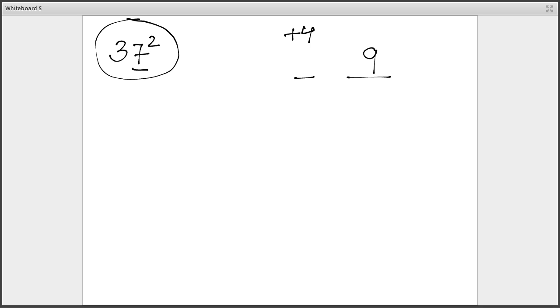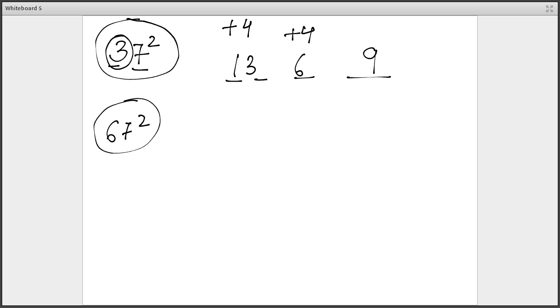Okay, now let's take some examples where the unit digit is 3 or more than 3. Let's take an example, 37 square. What's the square of the unit digit? 7 square is 49. Write 9, and 4 will be carry over. Multiply all the digits present in the circle: 3 into 7, 21, into 2, 42, plus 4, 46. Write 6, and 4 will be carry over. 3 square is 9, plus 4, 13. So the answer is 1369.